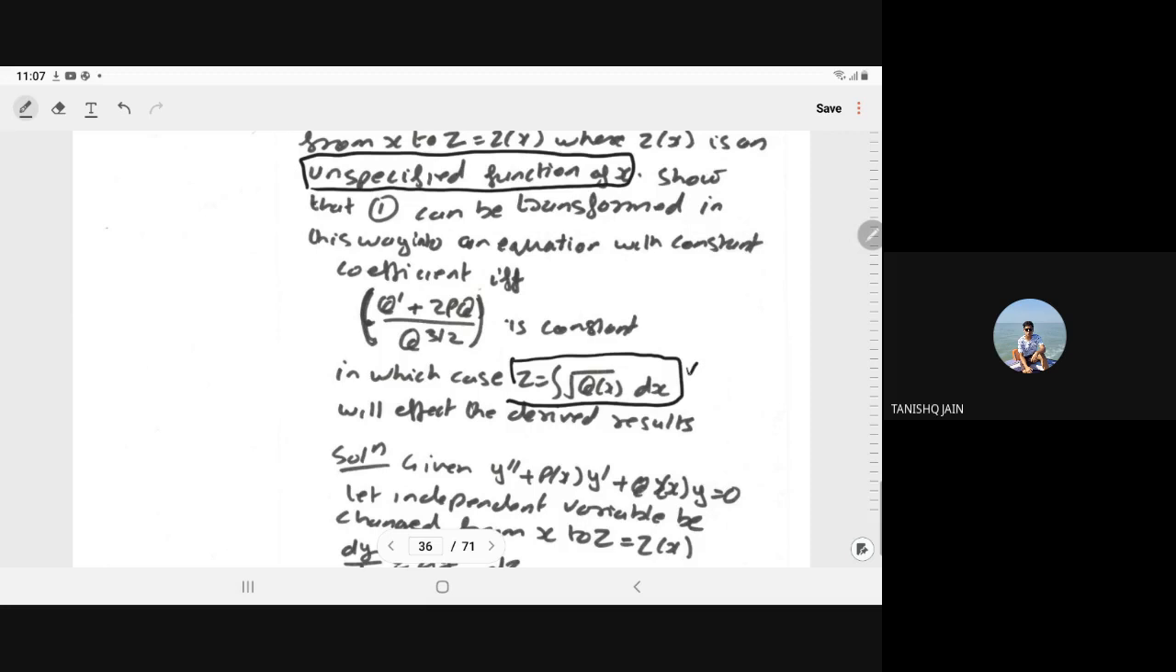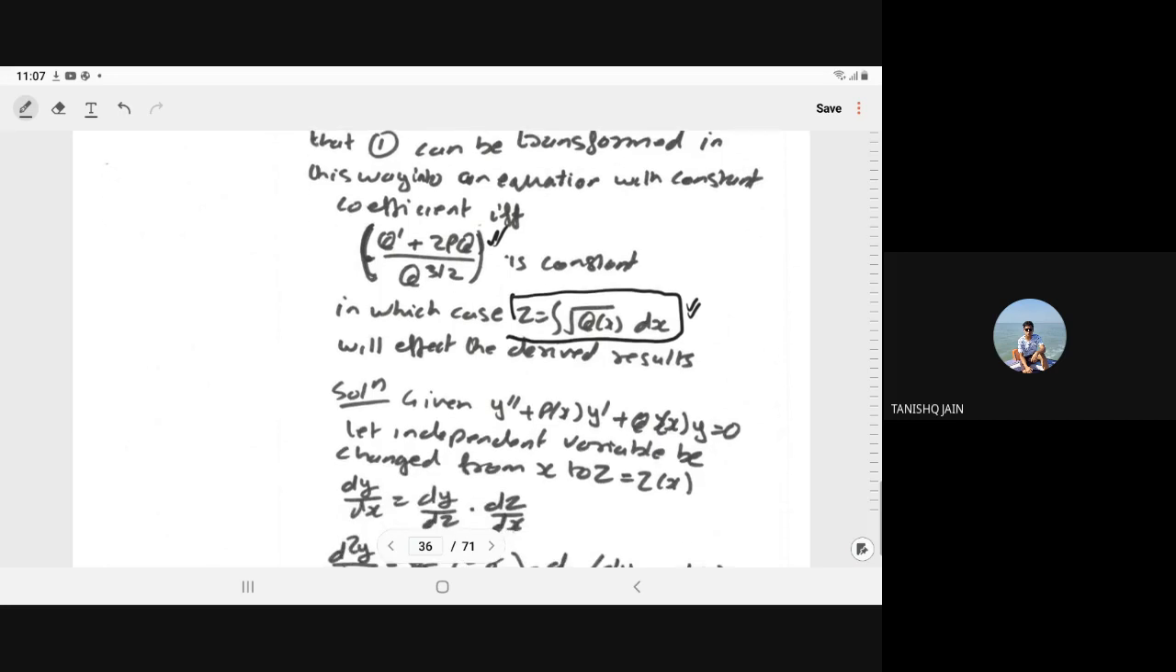It means if you use this substitution, and after using this substitution this expression comes out constant, then our equation can reduce to a second order differential equation with constant coefficients. So let us see the derivation.